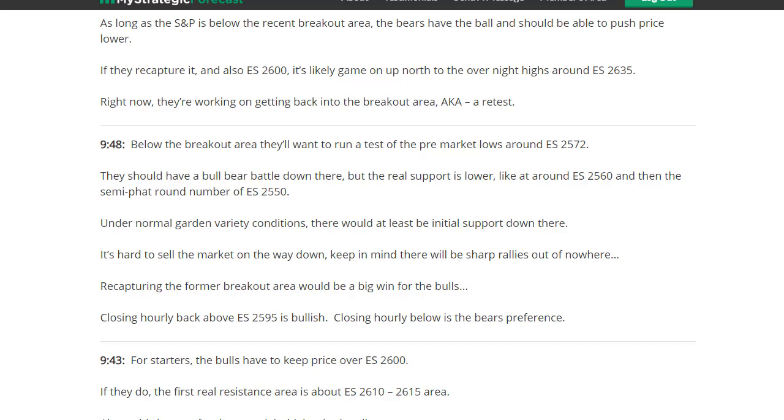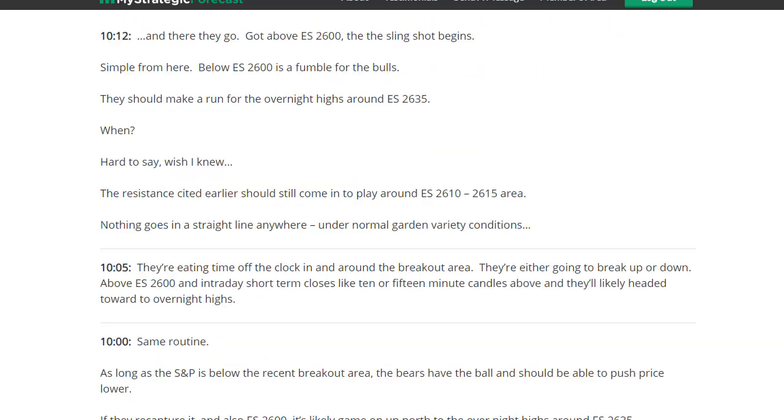Moving right along. By 10 o'clock, they're eating time off the clock. And we know above 2,600, this is the futures contract, they're likely to make a run for the overnight highs. By 10:12, and there they go. Got above 2,600 and the slingshot begins. Simple from here. Below 2,600 is a fumble. They should go for the overnight highs.